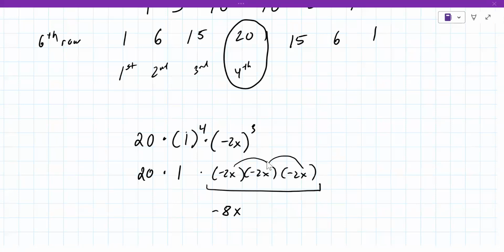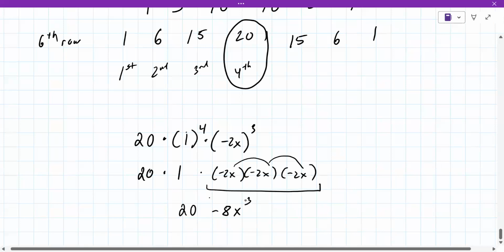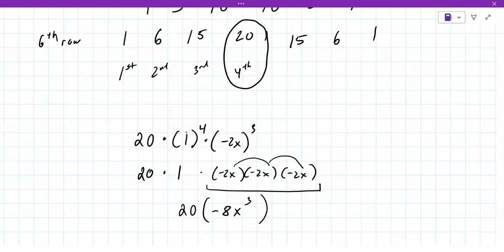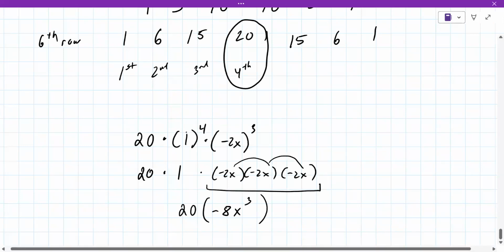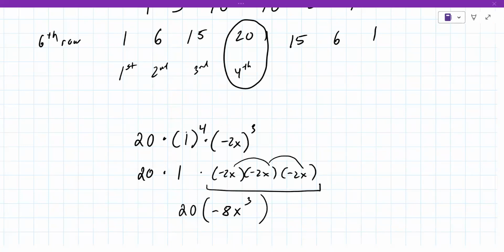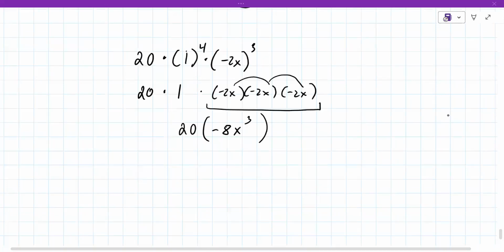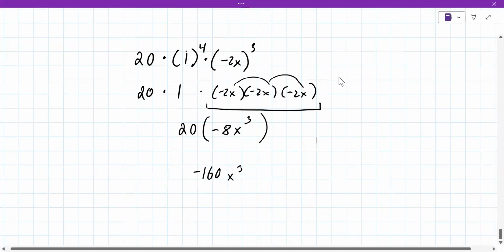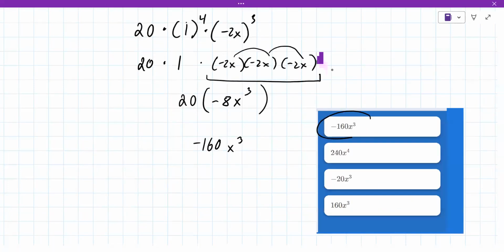So negative 8. What is x times x times x? That's going to be x cubed. Okay, and now we're going to multiply this by 20. What is 20 times negative 8? That's negative 160. Negative 160x cubed. And you'll notice that that matches up here with our first answer. All right, we are going to stop there for today. I'm going to go ahead and stop the recording.